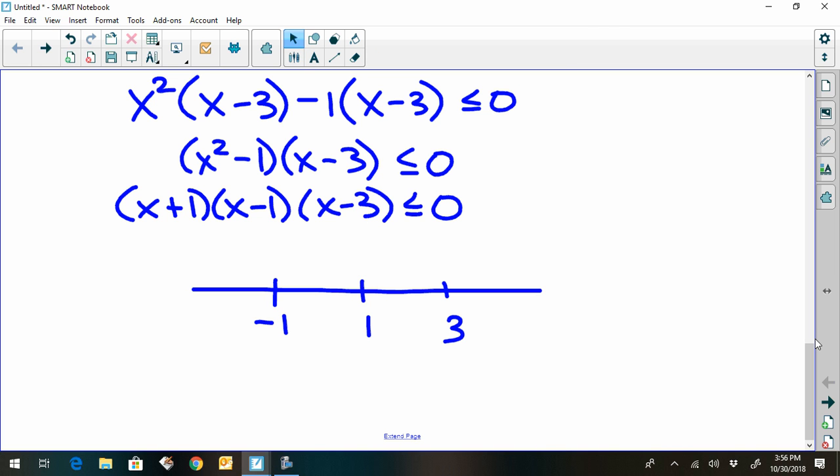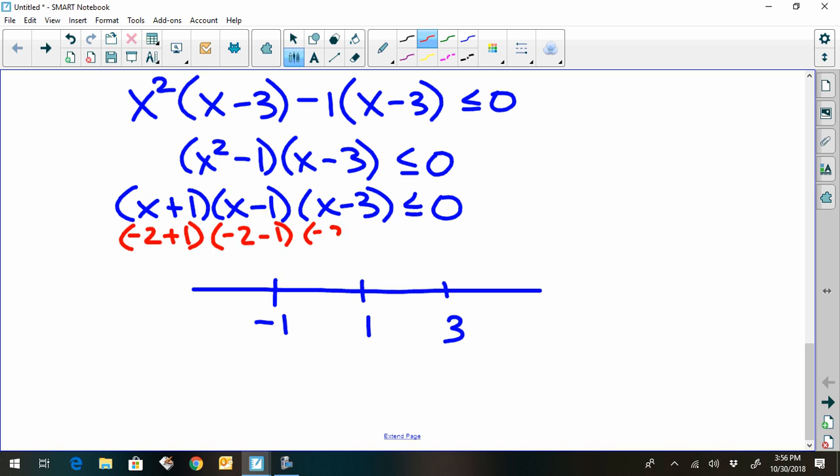Let's test negative 2. So I do negative 2 plus 1, negative 2 minus 1, negative 2 minus 3. And really, all I'm looking for is if these create positives or negatives. So negative 2 plus 1 is a negative. Negative 2 minus 1 is a negative. And negative 2 minus 3 is a negative. So when I multiply those, a negative times a negative is a positive, and a positive times a negative would be a negative. So this first interval would be a negative.